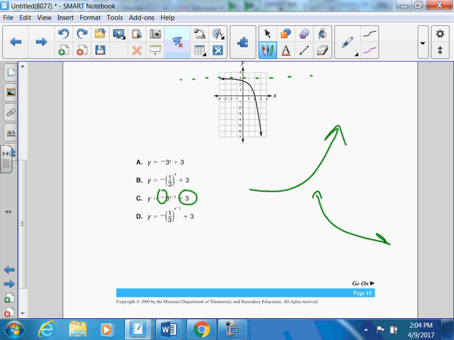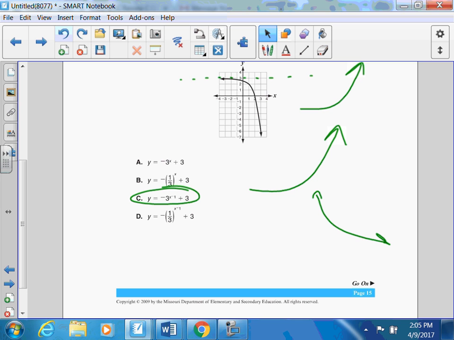Not only is it reflected, but if I were to reflect this back, it would look like this, which means it's growth, which means the number that's being taken to a certain power needs to be bigger than 1. Notice this number here, the 3, is bigger than 1. And the x minus 1 means it's just shifted to the right 1. But if you're not sure about those rules and how they work, you could always just take ordered pairs and plug them in like we just did.